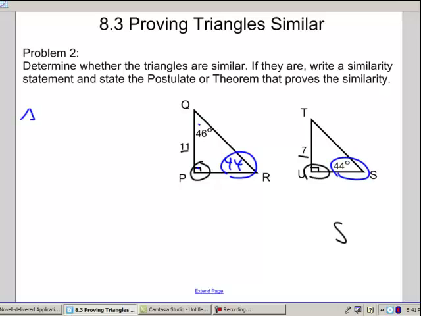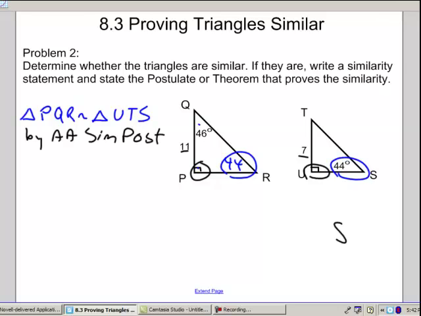So I can write triangle PQR is similar to triangle, let's get this right, there's a 90 degree angle, there's a 46 degree angle, there's a 44 degree angle. Triangle PQR is similar to triangle UTS by the angle-angle similarity postulate. Yes, I'm getting a little lazy. That's the angle-angle similarity postulate. And I wrote the similarity statement.